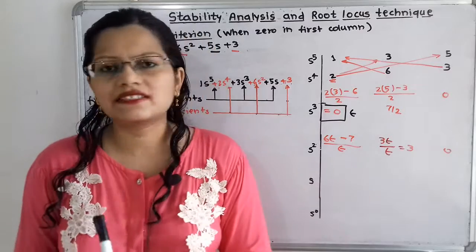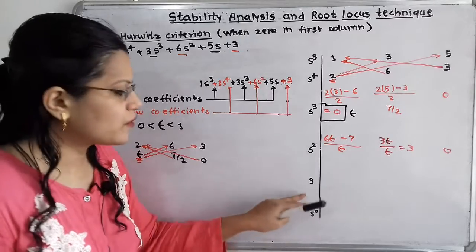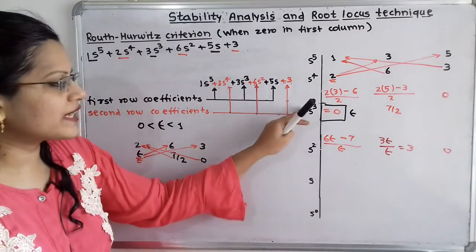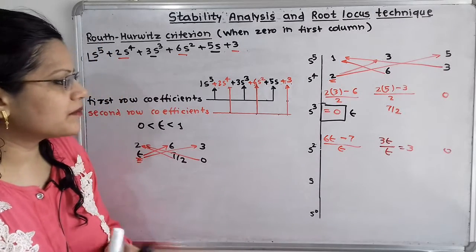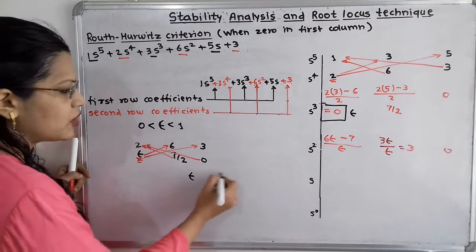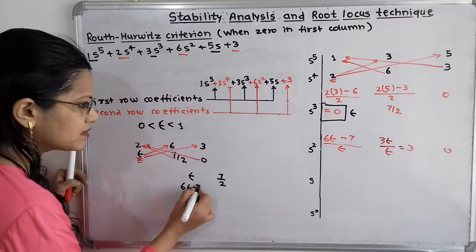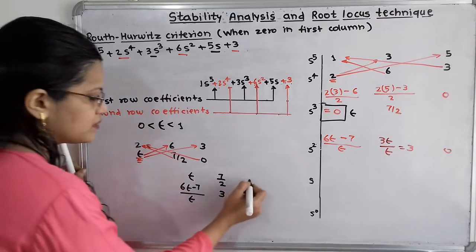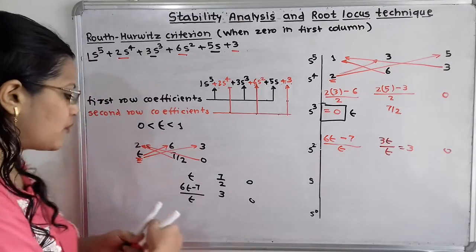Now we will move to the next calculation. So how to calculate the next? Again for the row in front of s, we have to take the above 2 rows. So again I will rewrite these numbers. Instead of 0 we have to take epsilon, then 7 by 2. Then we have to take 6 epsilon minus 7 divided by epsilon, and here we have to take 3. And next we will take 0. So only one calculation is there. I will show this calculation with the help of an arrow.